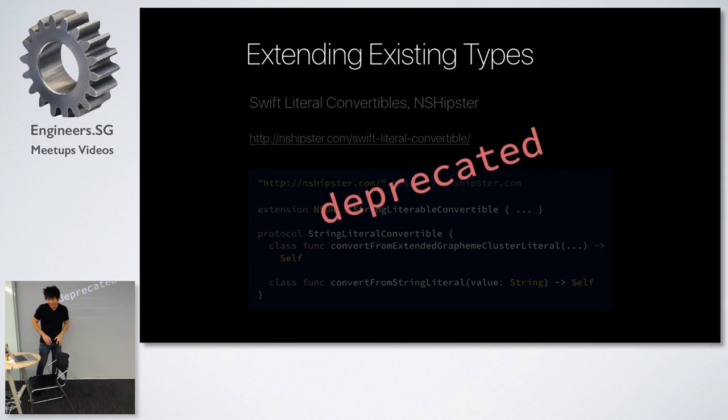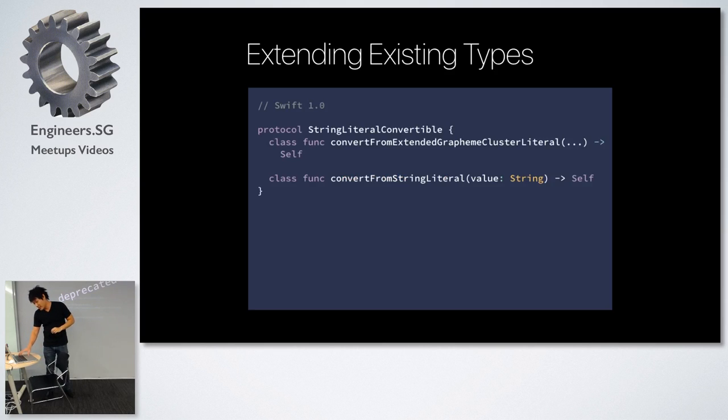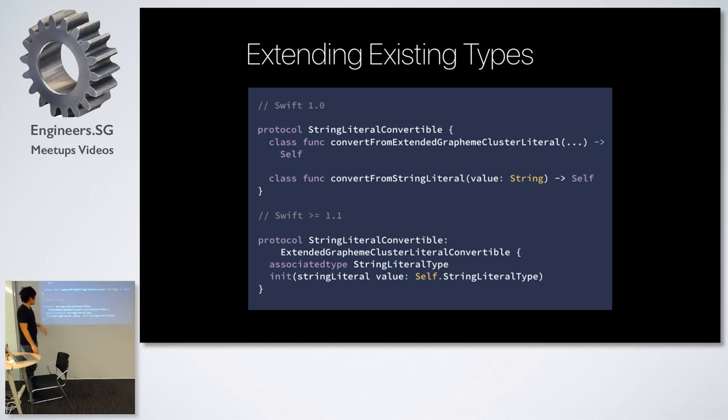Because it's been deprecated. These APIs were all deprecated in Swift 1.1, so it was ages ago. I'll explain why. Alright, so this was Swift 1.0. And any type that implements these two functions can take strings and initialize itself. From Swift 1.1 onwards, they turned it from that to this. You think, oh, why can't I just extend NSURL with an init?